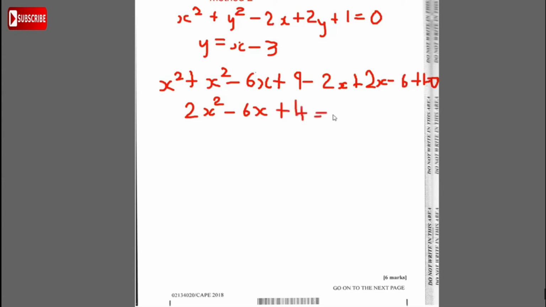And then we divide through by 2 to solve a regular quadratic. So we get x² - 3x + 2 = 0. And then you could factorize it.